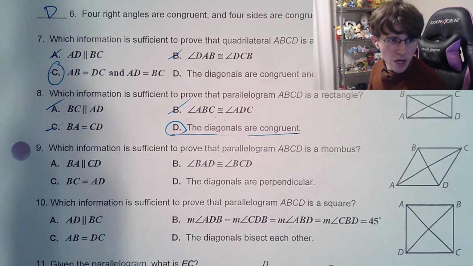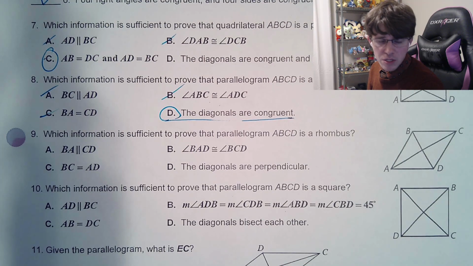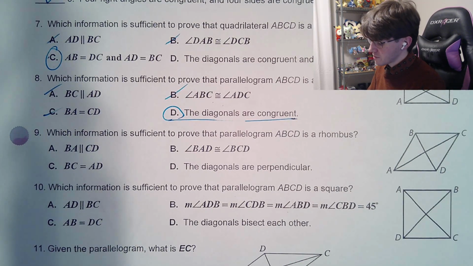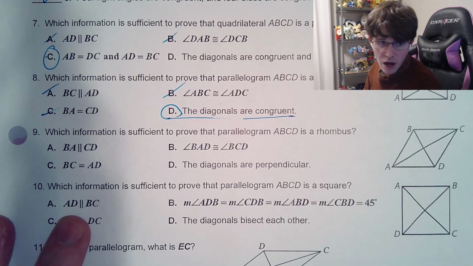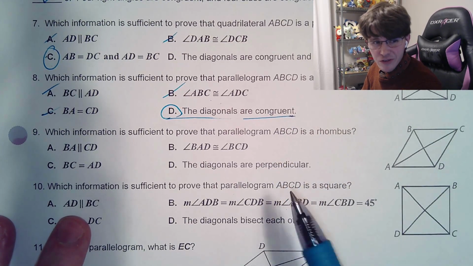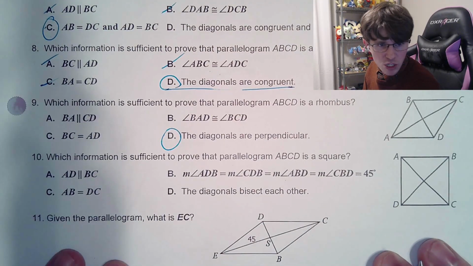All right. Number 9. Which information is sufficient to prove that parallelogram ABCD is a rhombus? So again, rhombus means that all the sides have the same length. So if the diagonals are perpendicular, that automatically makes the parallelogram into a rhombus. So boom, letter D.